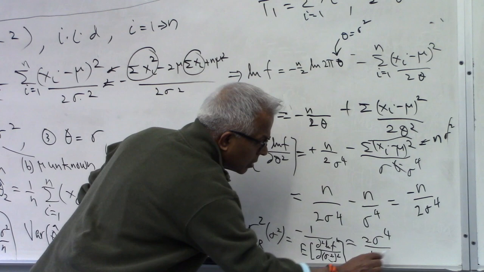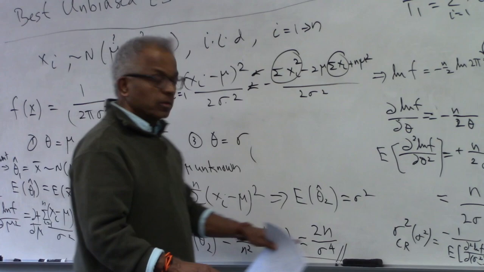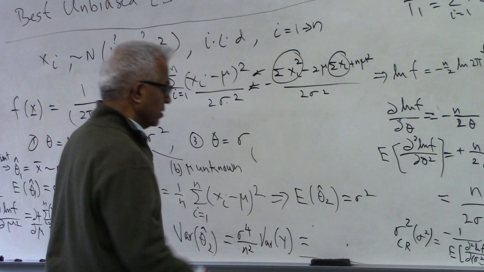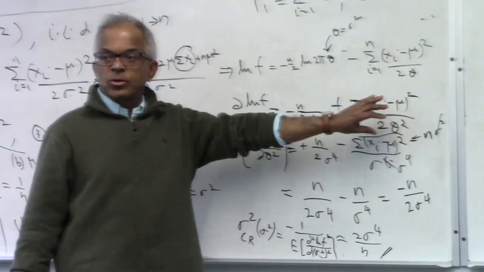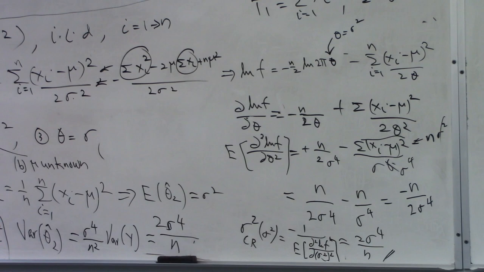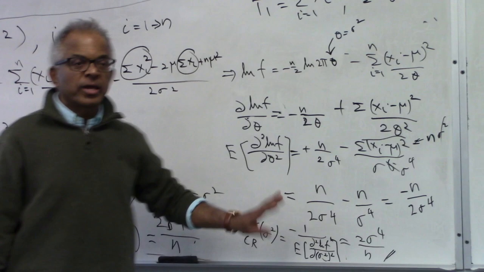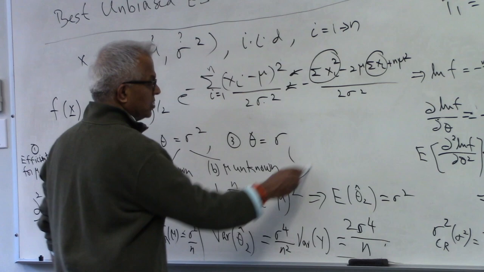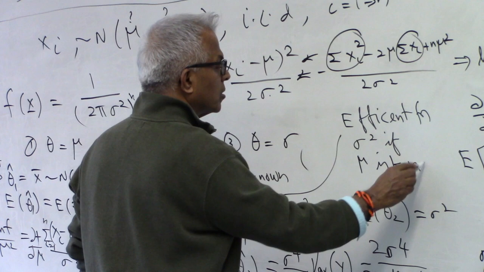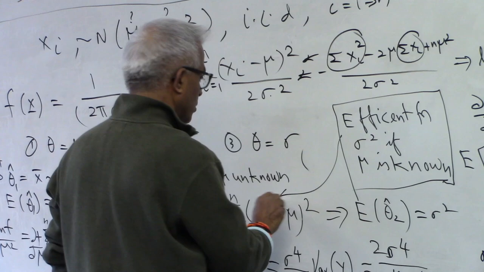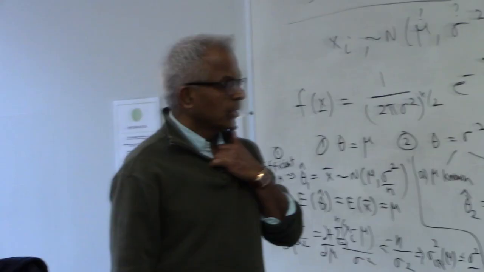Look at here. Why did I get this? Yeah, this should be 2 sigma 4 over n, because we had a 2n there, so n cancels and you have 2 sigma 4 over n. So this agrees with the Cramer-Rao bound. So again, we conclude that this is an efficient estimator. So you may say everything looks efficient.